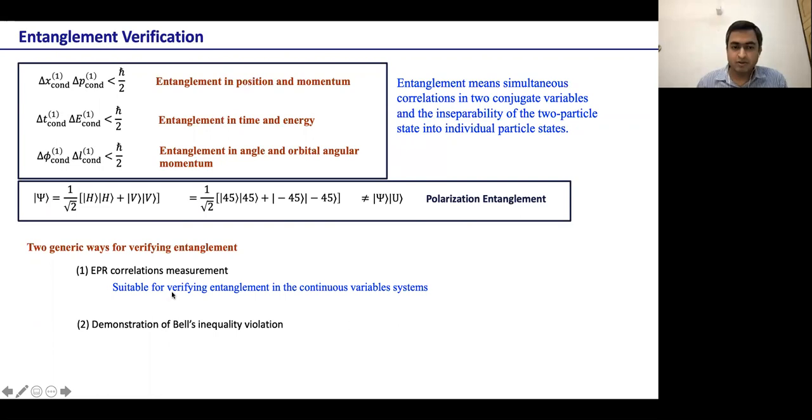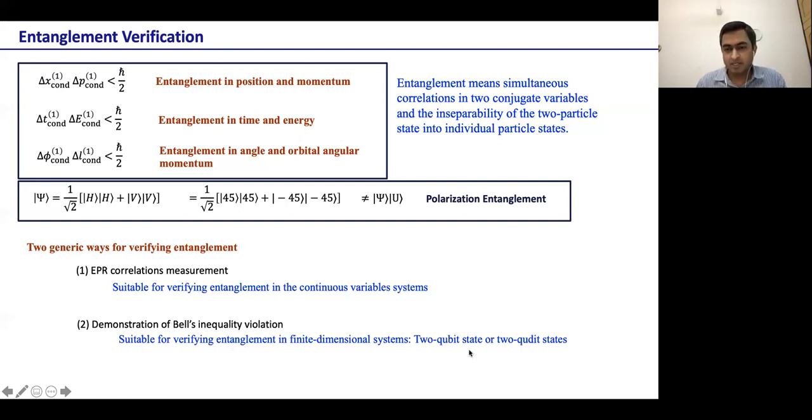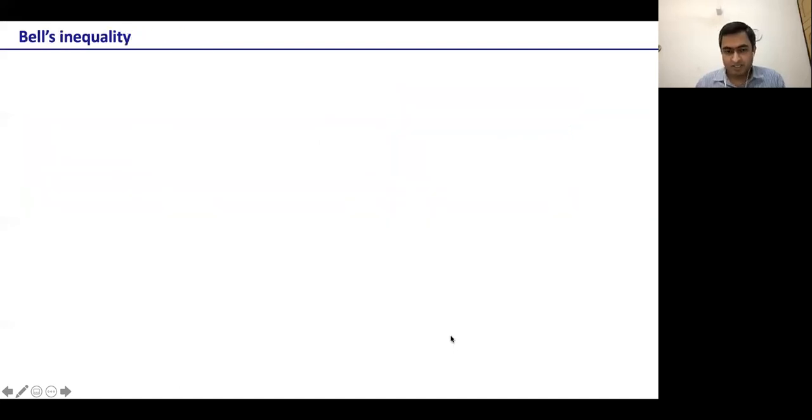This is suitable for verifying entanglement in continuous variable systems, in position, momentum, time, energy, and so on. The other method is by demonstration of Bell inequality violation, and probably we have already done Bell inequality violation. This is suitable for verifying entanglement in finite dimensional systems, I mean, 2-qubit or 2-qudit states. Physically, a polarization basis will give you a 2-qubit state. If you go to an orbital angular momentum basis or some atomic states, you can also get 2-qudit states. Here, 2-qubit means 2-particle or 2-party, and bit means two-dimensional quantum states.